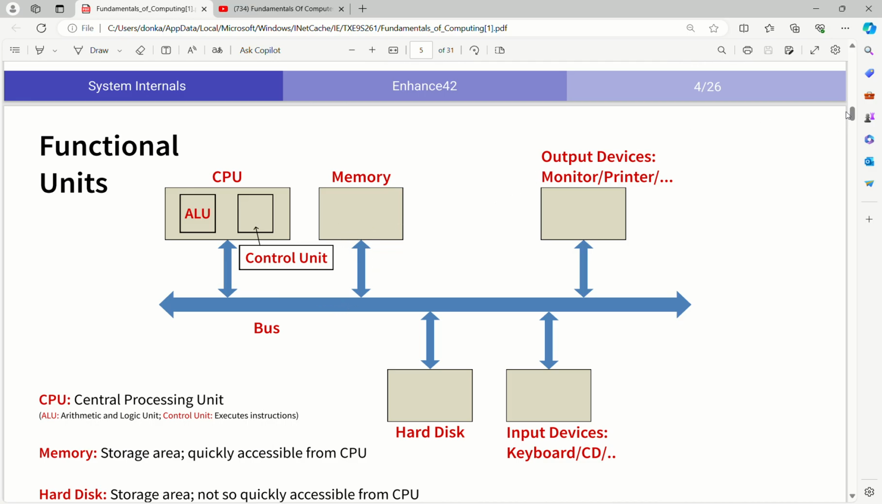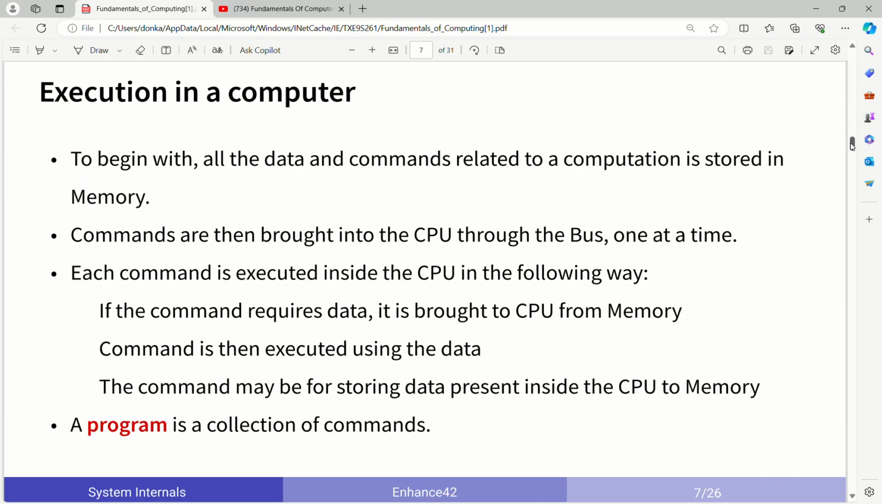And after this we go to a program, which is a collection of commands.